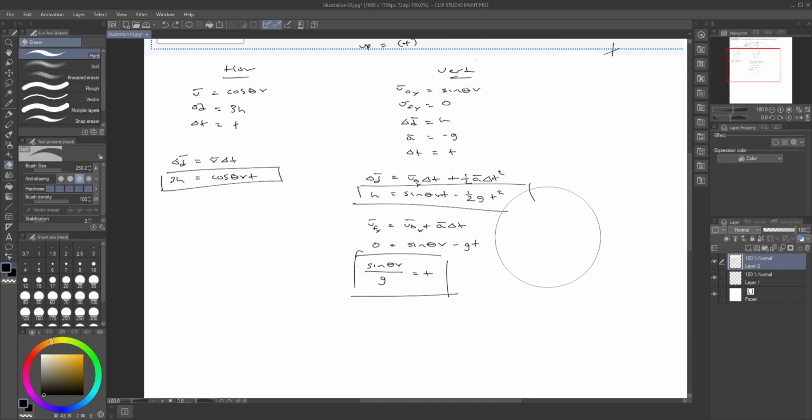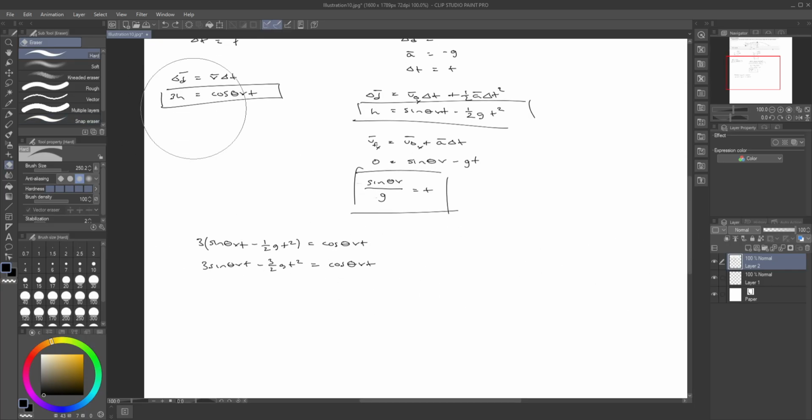Next, we have this equation, which is v final is equal to v naught plus acceleration times time. Subbing in, we get 0 equals sine theta v minus gt, and we isolate for t to get this. I boxed in all the important equations because these are the equations we're going to use to solve this question.